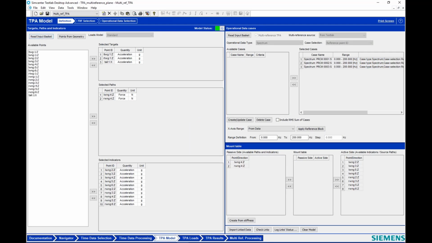If I read my input basket, my targets are these three here. Okay, so these are my three targets: Node 1 at the left wing, the right wing, and the tail. These are my paths. These are the four.